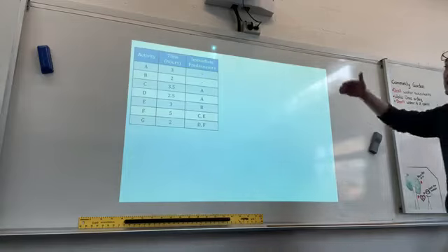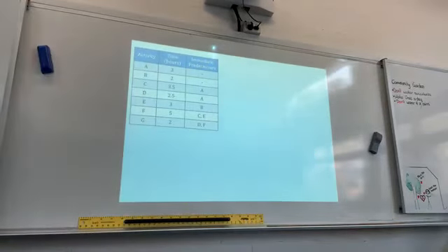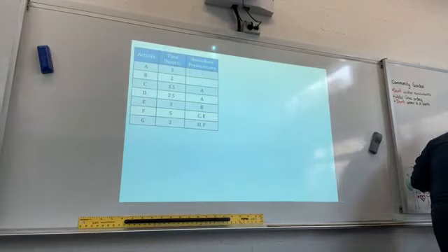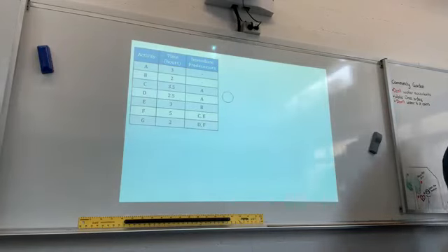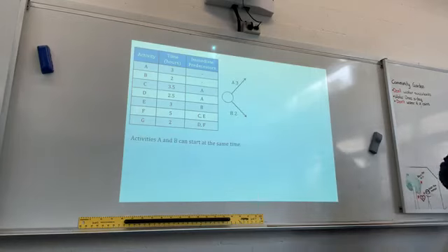So using this table, we know that A and B, all right, they can start at the same time. So we start off with a circle. That is a start. All right? And we draw A and B. They can start at the same time. A3 and B2. All right? So when it is done, have a look at the next, which is C and D.